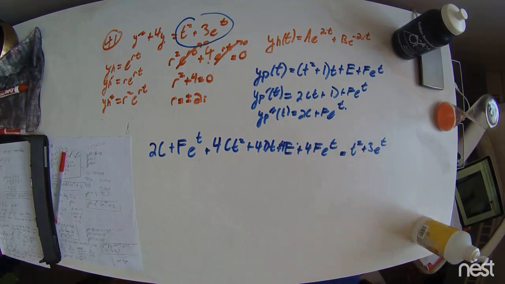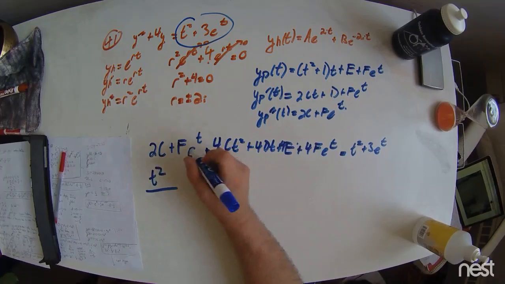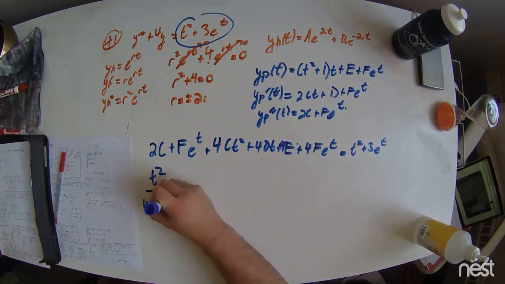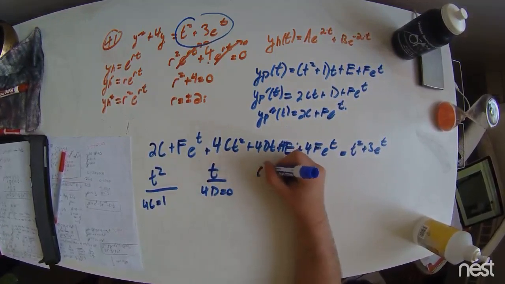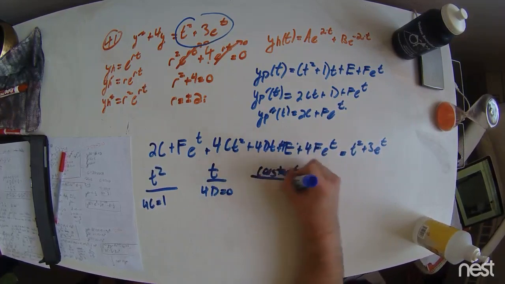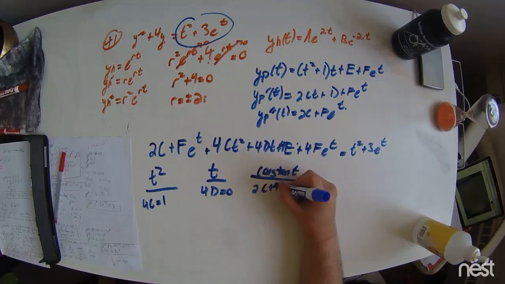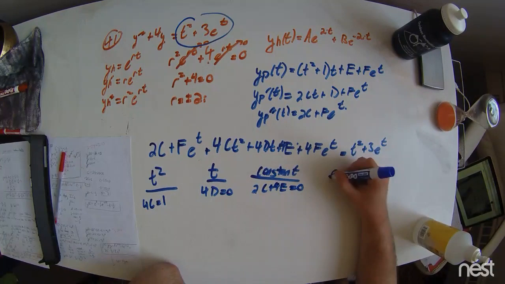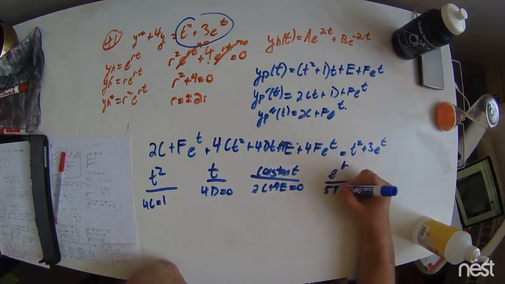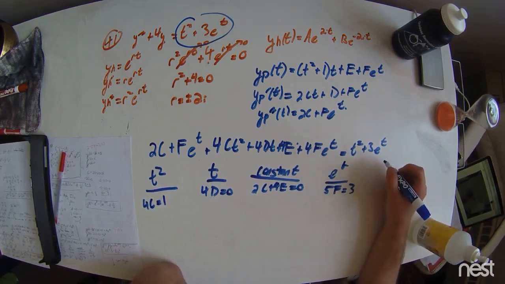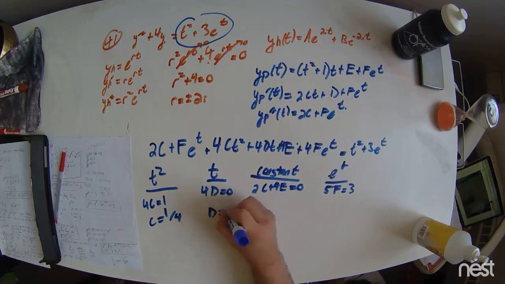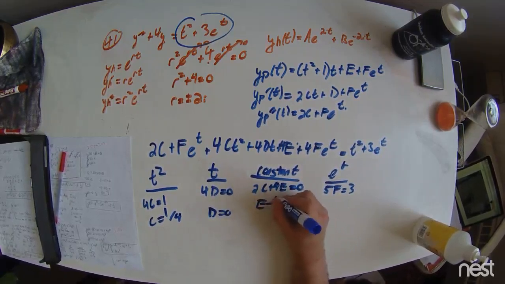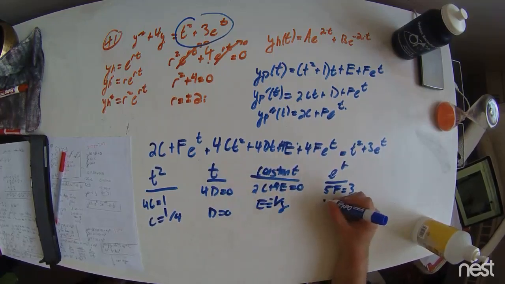Now gathering all the terms together and their constants, we find that for t squared, the equation for those constants is 4c equals 1. For t, it is 4d equals 0. For the constant term, it is 2c plus 4e equals 0. And for e to the t, it is 5f equals 3. From this, we find c equals 1/4, d equals 0, e equals minus 1/8, and f equals 3/5.